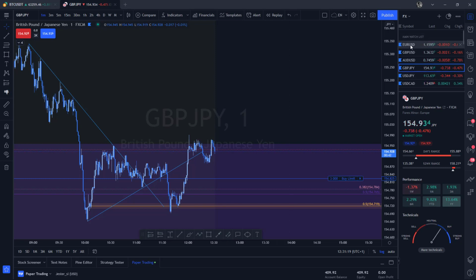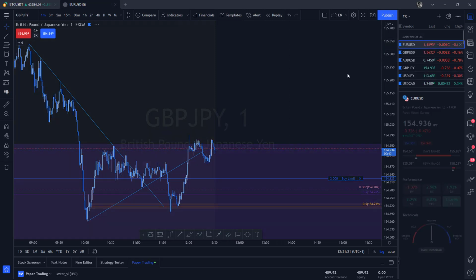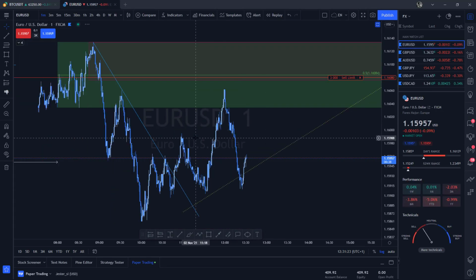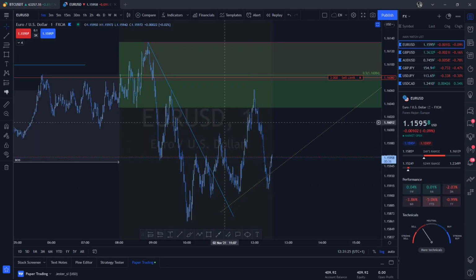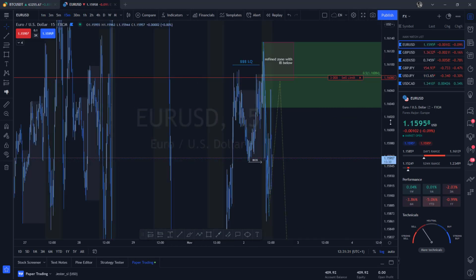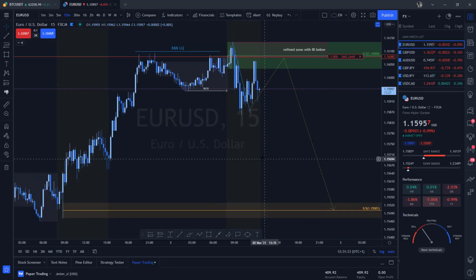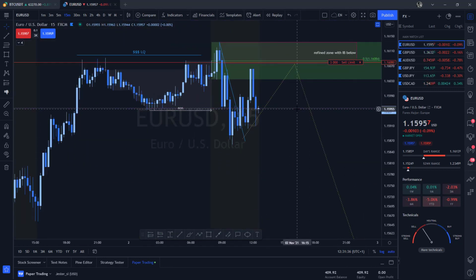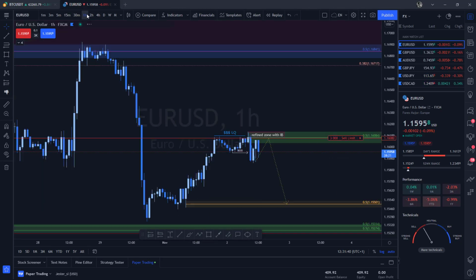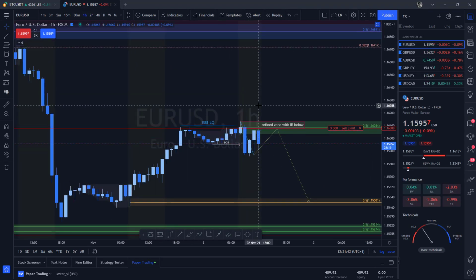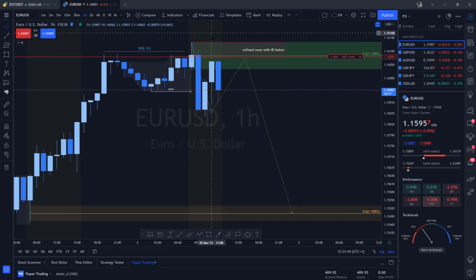I will look first at Euro USD, what the price has given today. There was this displacement in price initially, and an order block, as I posted on the channel. That was a 1 hour bearish order block.